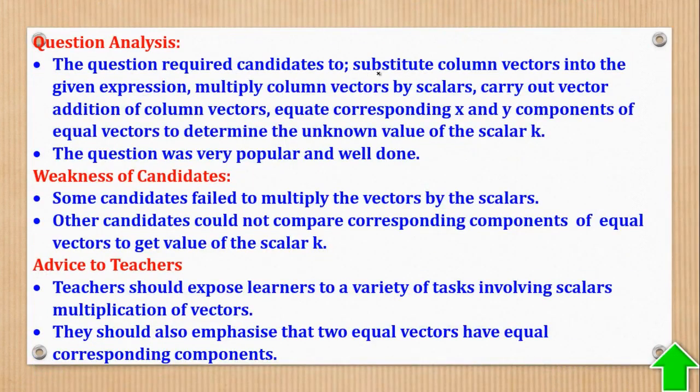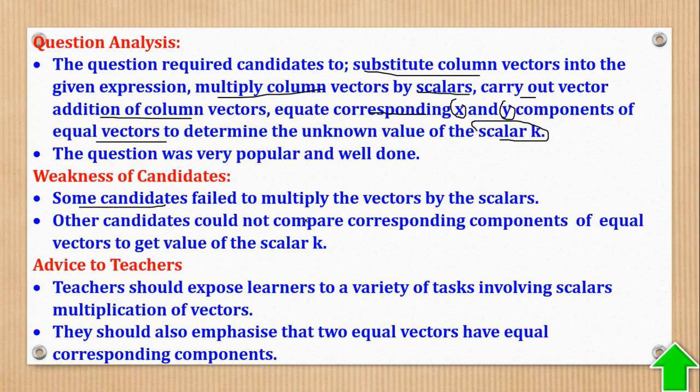So the question required candidates to substitute column vectors into the given expressions, multiply column vectors by scalars, carry out vector addition of column vectors, and equate corresponding x and y components of the equal vectors to determine the unknown value of the scalar k. So the x component is what I call the i component. The y component is what I call the j component.